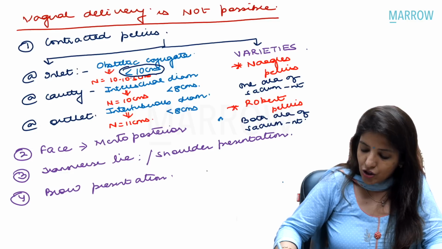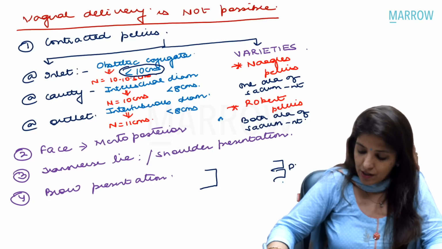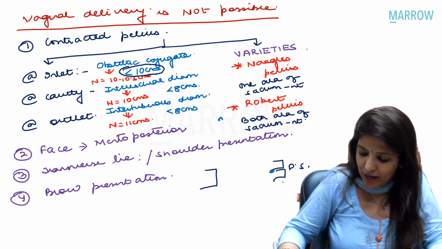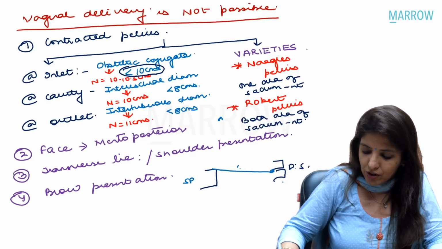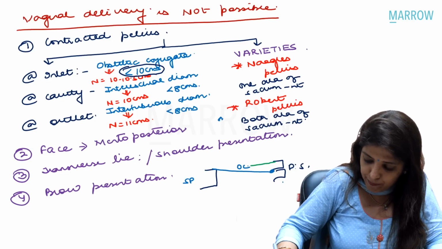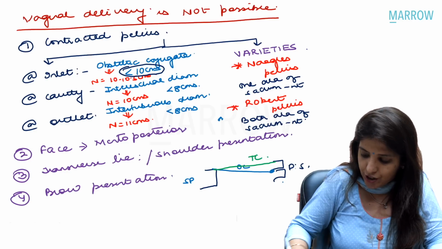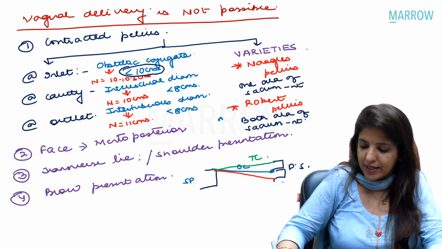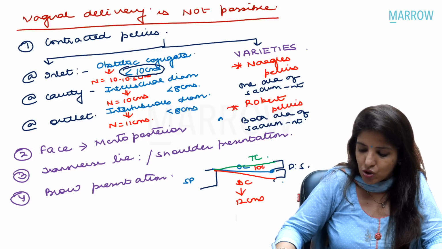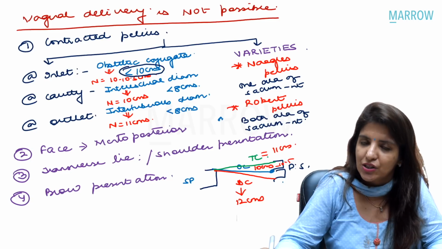So what is obstetrical conjugate? Suppose this over here is the sacral promontory and this is the pubic symphysis. Obstetrical conjugate is the AP diameter from the middle of the pubic symphysis up till the sacral promontory. True conjugate is the diameter from the upper border of the pubic symphysis up till the sacral promontory, and diagonal conjugate is from the lower border of the pubic symphysis up till the sacral promontory. Normally, diagonal conjugate is 12 centimeters, OC is 10 to 10.5 centimeters, and true conjugate is 11 centimeters, right?